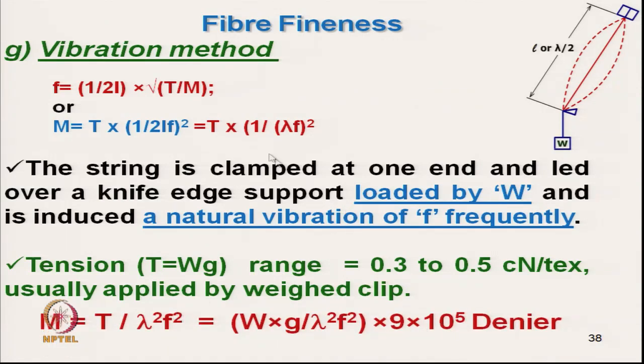We can convert this mass per unit length in terms of denier by simply multiplying by 9 multiplied by 10 to the power 5. This is the direct way we can measure the denier of the fiber.